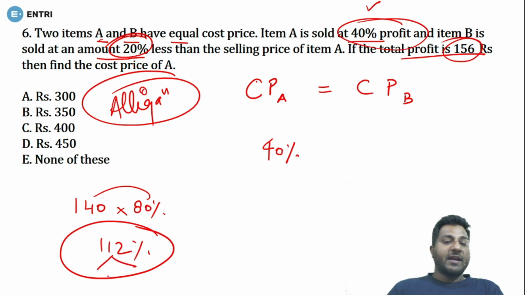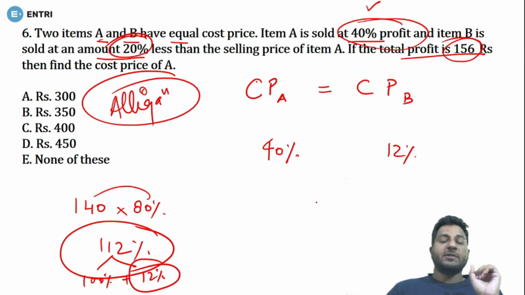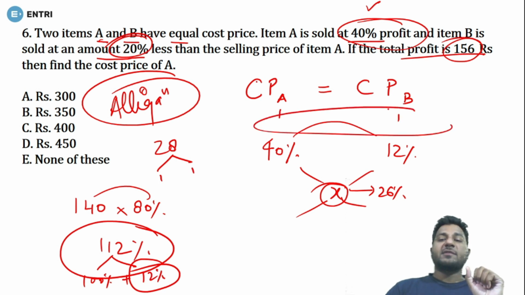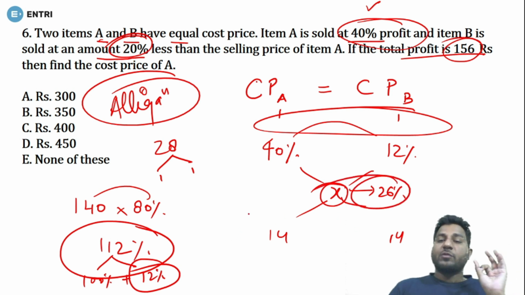So it clearly says that the 100% was the cost price of B and 12% is the profit of B. So 12% would be profit. Now when you use allegation, you will see that this one will come as 26%. Why? Because when you take the difference and divide it according to the ratio of cost price, it has been distributed in equal parts. So it will become 14, 14 for both the sides. Now if it has become 14 for both the sides, that means the middle term will arrive as 26%.